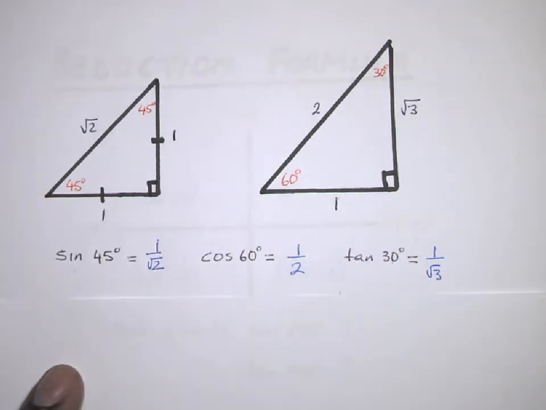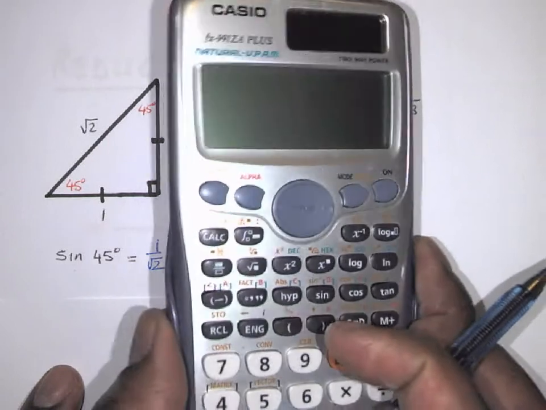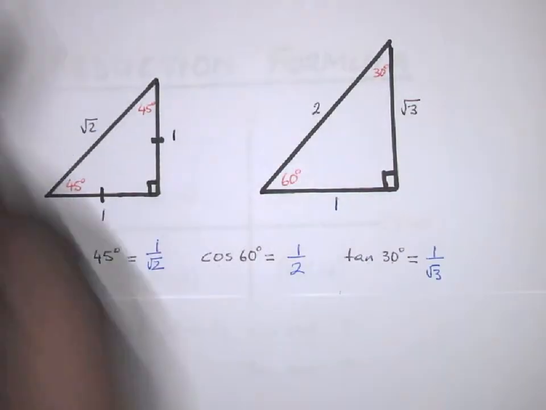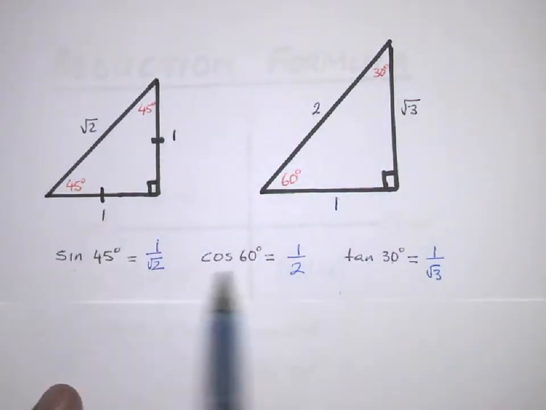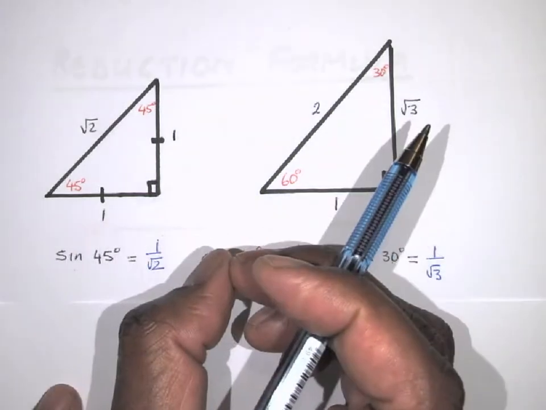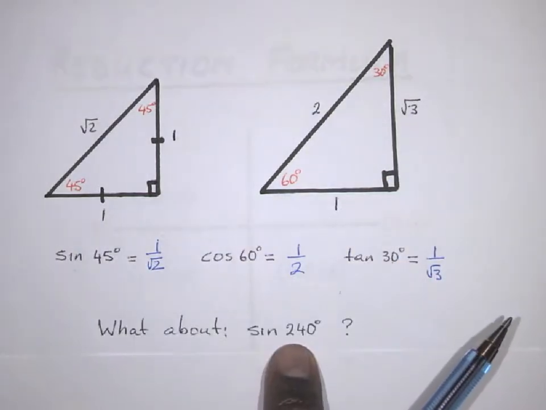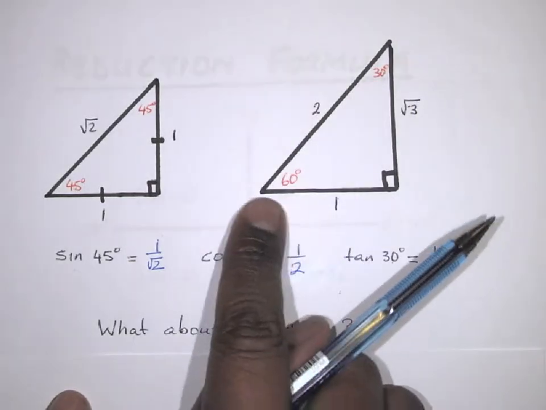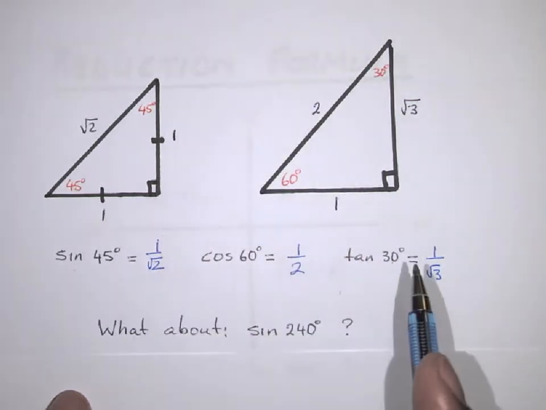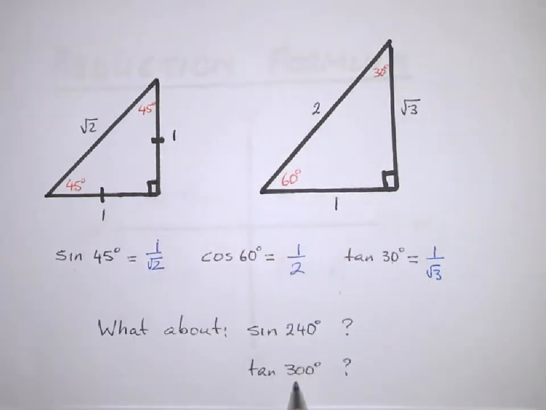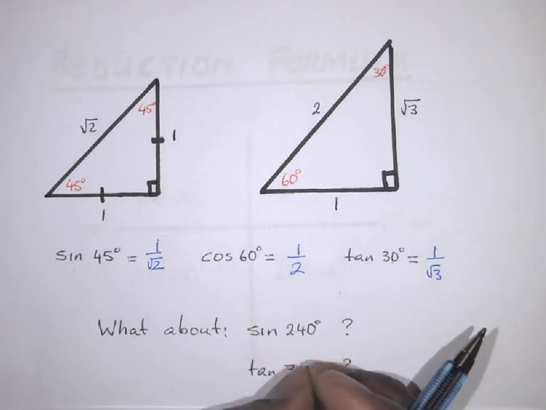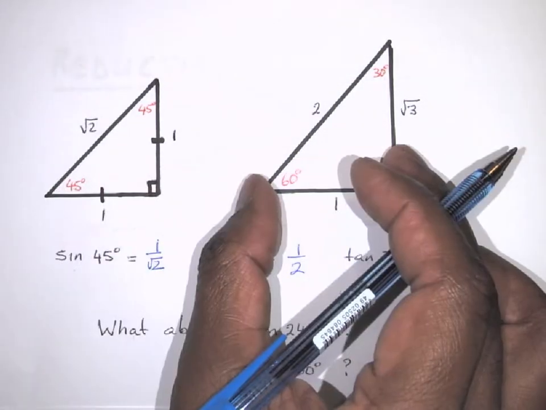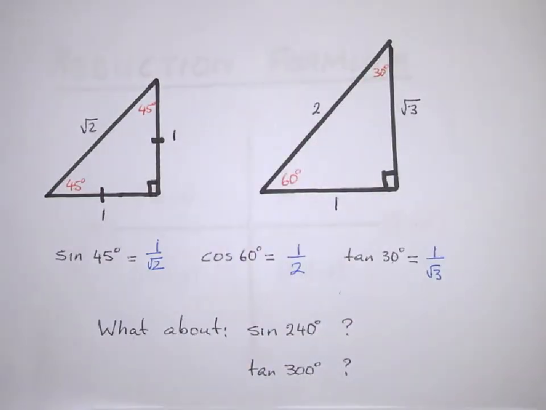Of course, you may sometimes try and use a calculator and you will get the same answers. However, if you look at these angles, they are acute angles, they are small angles. Now, what about sine 240 degrees? Obviously, there is no angle which is 240 degrees in any of these right angle triangles. What about tan of 300 degrees? That could also be a problem. So what do we do? We reduce these angles and make them acute so that we can replace them in these triangles and then we'll work out the answer.